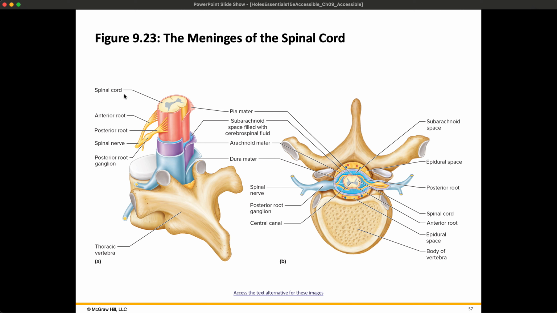And there it is just on the spinal cord. Again, the spinal cord has the pia mater directly on top of it. Subarachnoid space, arachnoid layer is purple, and the dura mater is blue.